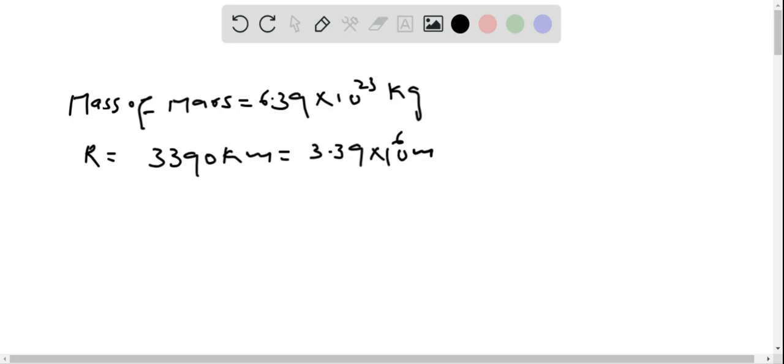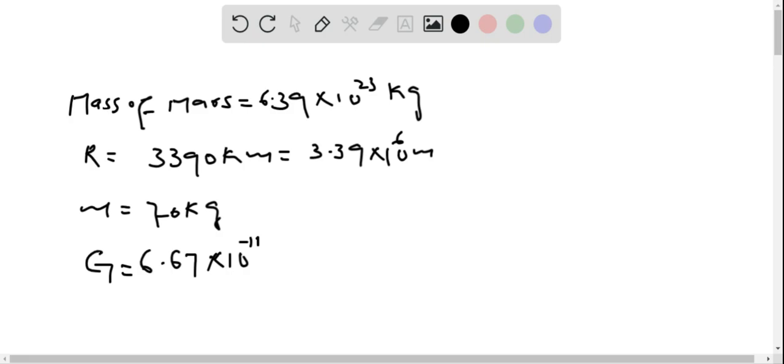And mass of body, let's say, we take mass of body to be 70 kilogram, and gravitational constant G equals 6.67 multiplied by 10 to the power minus 11. That's the magnitude of the gravitational constant. Now, magnitude of gravitational force on the Mars, F equals G times capital M times small m divided by R square.